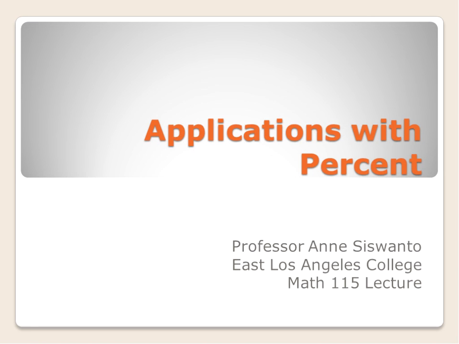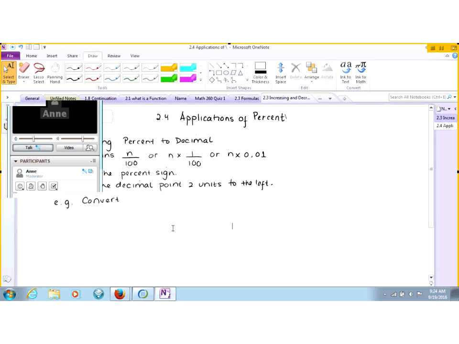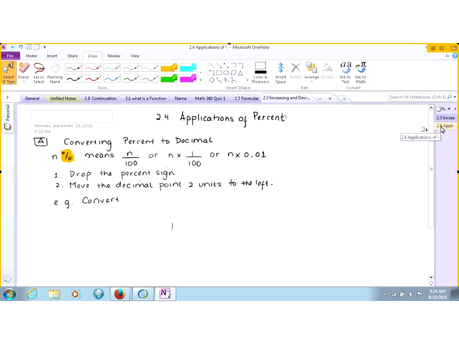Okay, so we're doing 2.4, applications with percent. Let's start. I wasn't recording. Now I am. Okay, so the application of percent. Convert to decimal.